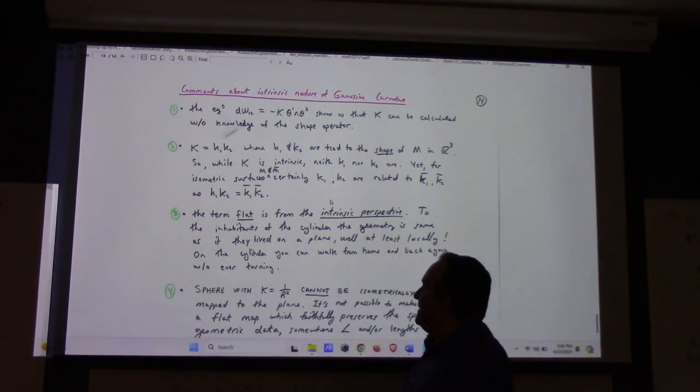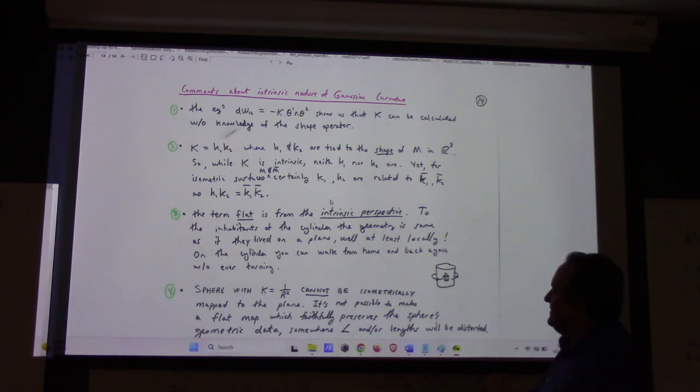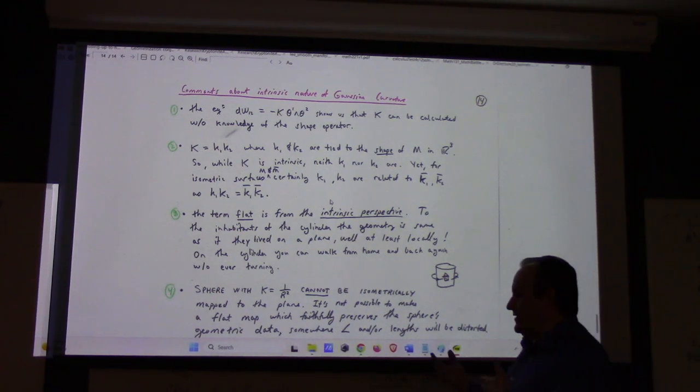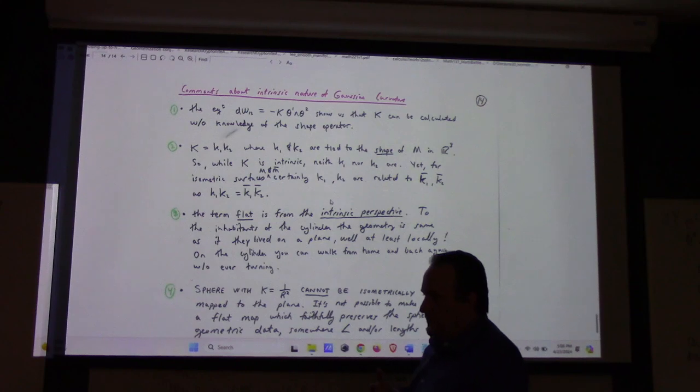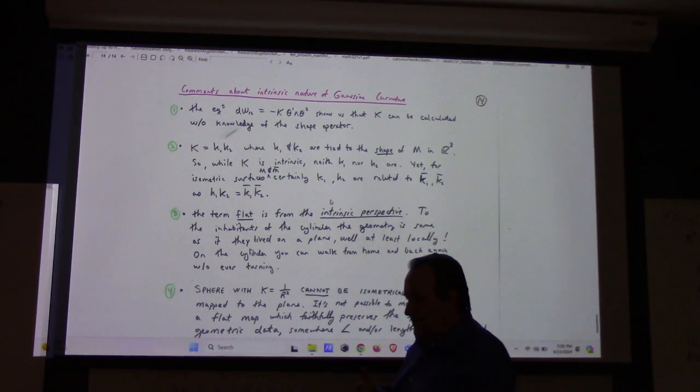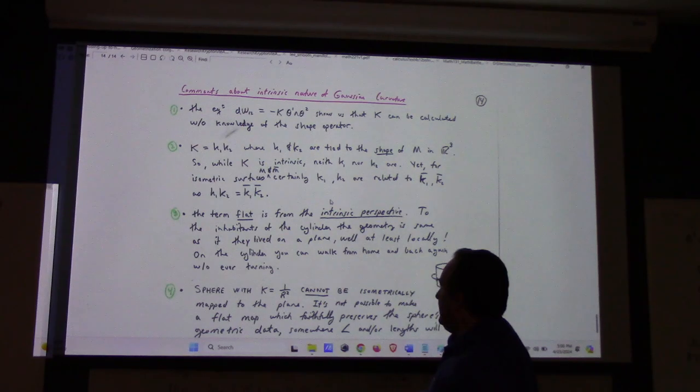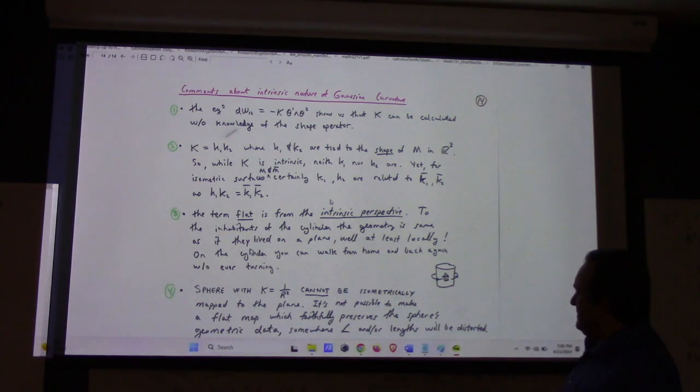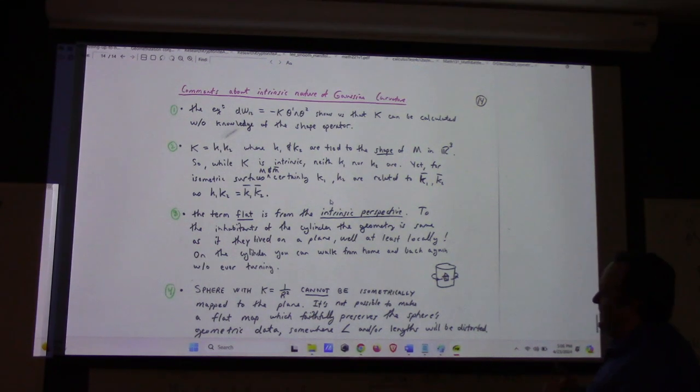So while K is intrinsic, neither k1 nor k2 are. The principal curvatures for the catenoid are not equal to the principal curvatures for the helicoid. Those aren't preserved. They're different. Anyway, it's complicated in that sense. So k1 and k2 are tied to the shape of M as it appears in R3. So while K is intrinsic, neither of the principal curvatures are.